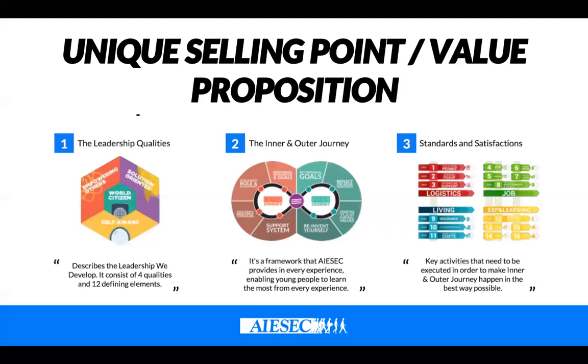And the way we allow exchange participants to go through this inner and outer journey while on exchange is that we provide a set of 16 standards that cover things such as logistics, the job that they're doing, the living conditions, as well as the experience and learning that they're going through while on exchange. So essentially, our unique value proposition is that by delivering the 16 standards and satisfactions while an exchange participant is overseas, they go through an inner and outer journey, and in turn, they're able to develop the leadership qualities that we provide.